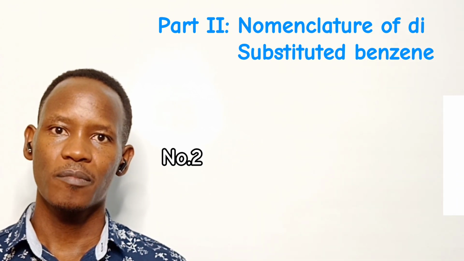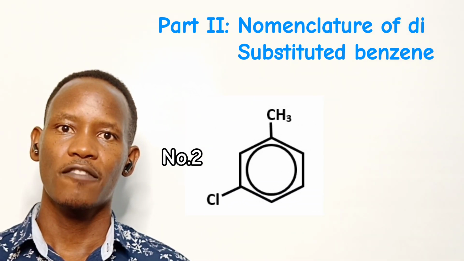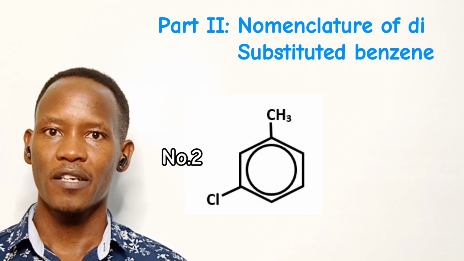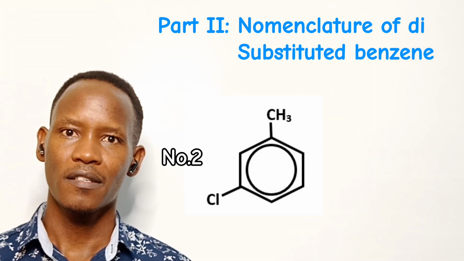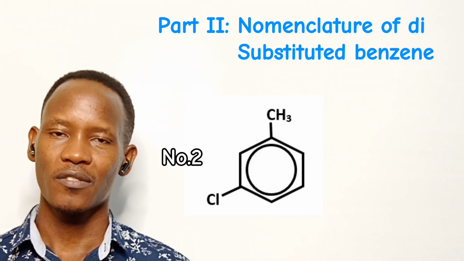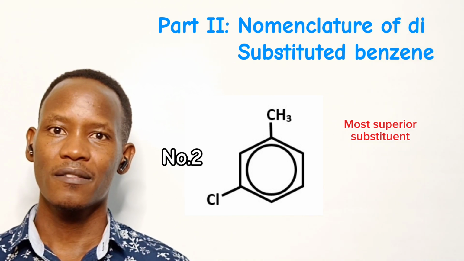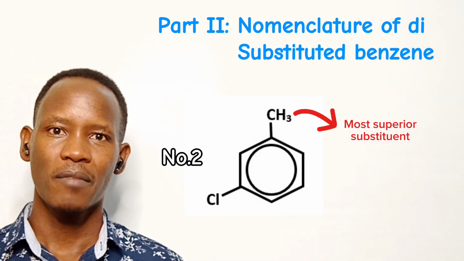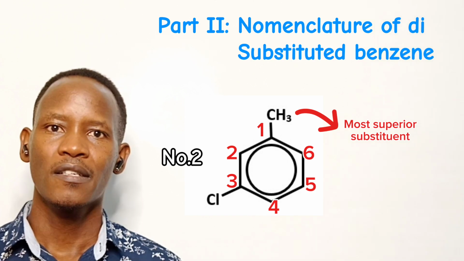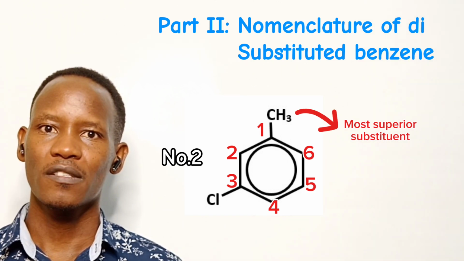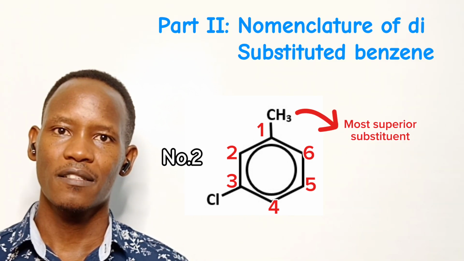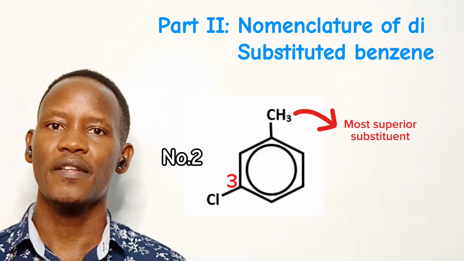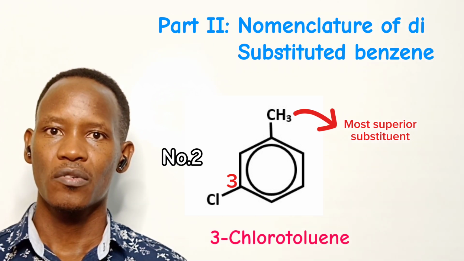In the second example displayed, the benzene ring still has two substituents. The first substituent is a methyl group, and the second substituent is a chloro group. Now, according to our list, the chloro group is of lower superiority. So the most superior group is the methyl group, and this means our parent name is toluene. By assigning numbers to carbon atoms of the benzene ring, starting from where our methyl substituent is, we find that the chloro group is attached to position 3. And after this, we write the name of the compound as 3-chlorotoluene.